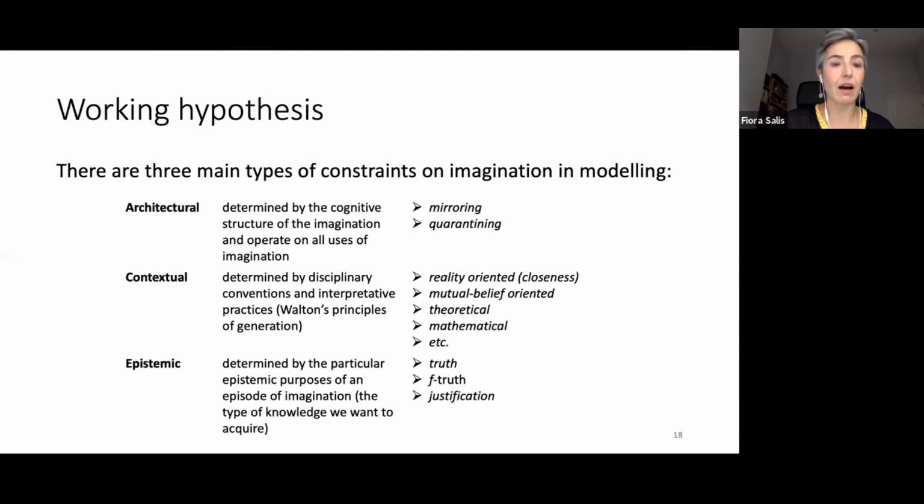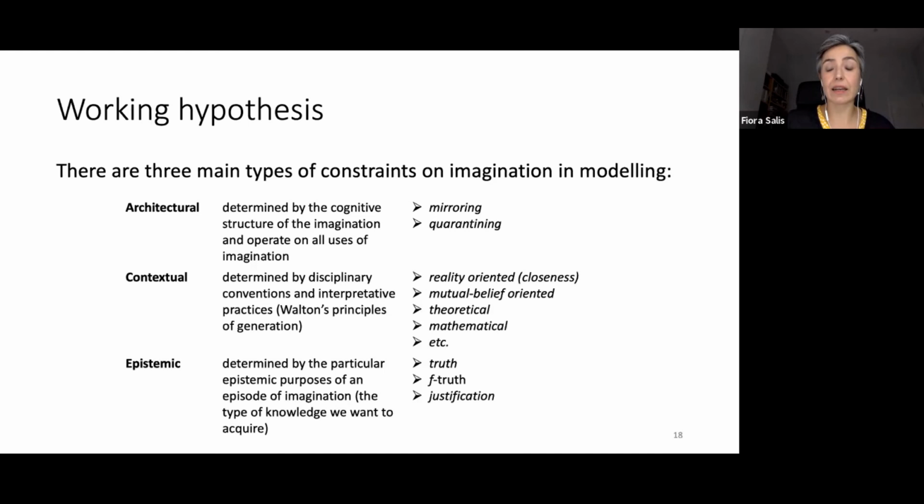And here they are. I have this slide, and I will just go through these items to explain how this taxonomy is supposed to help us for the case of modeling. So this is a working hypothesis, one that should help us study the right kind of constraints. I think that there are three main types of constraints on imagination in modeling. First of all, we have architectural constraints that emerge from the literature in cognitive science on constraints on imagination across different contexts. So not pertaining to the context of modeling in particular, but to any context. Architectural constraints are determined by the cognitive structure of the imagination, and they operate on all uses of imagination through context.